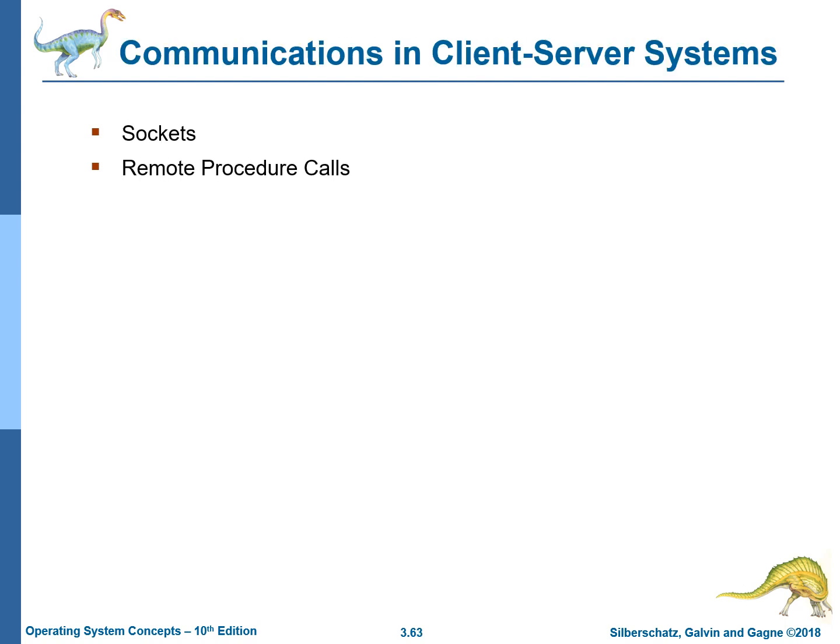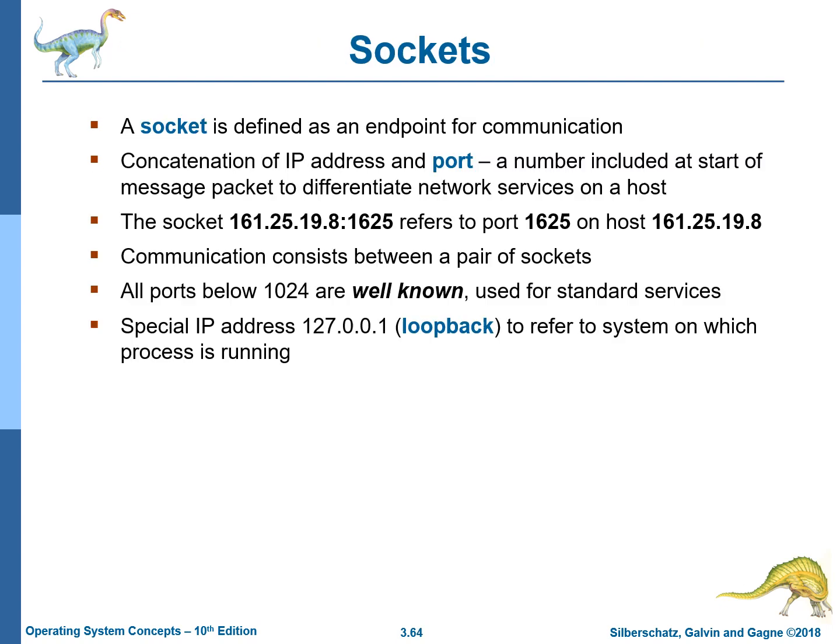There are two communications in client-server systems, which are sockets and remote procedure calls. A socket is defined as an endpoint for communication, a concatenation of IP address and port, a number included at the start of a message packet to differentiate network services on a host. Communication consists of a pair of sockets.